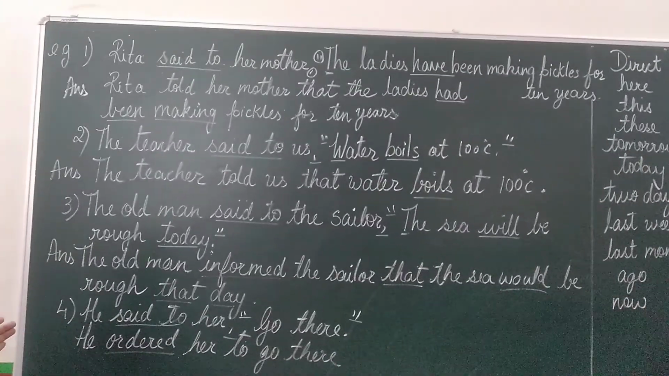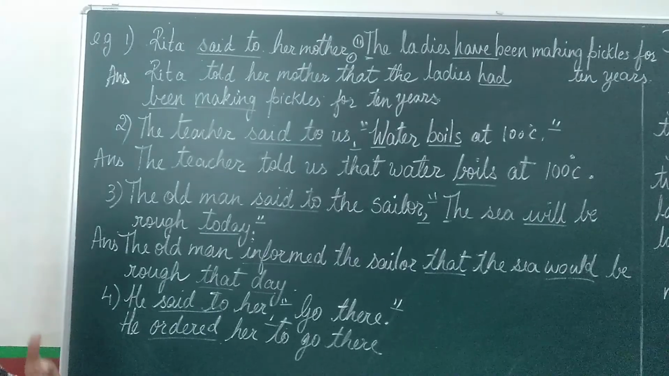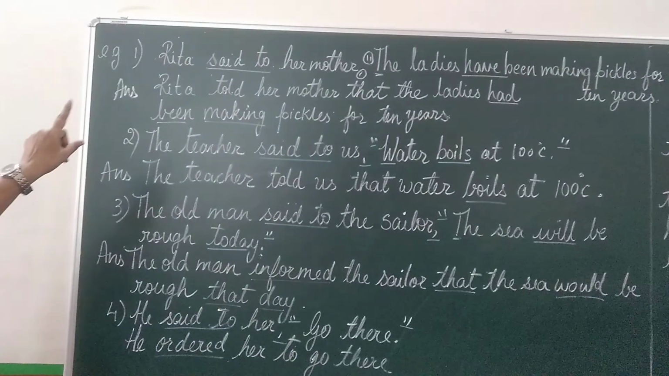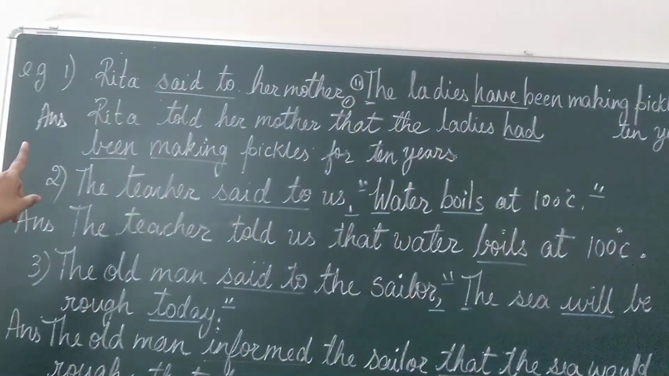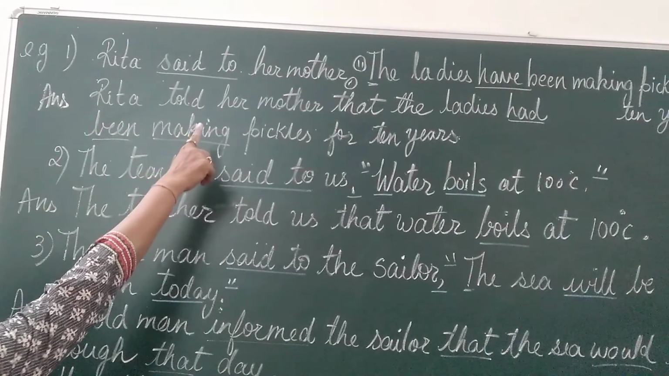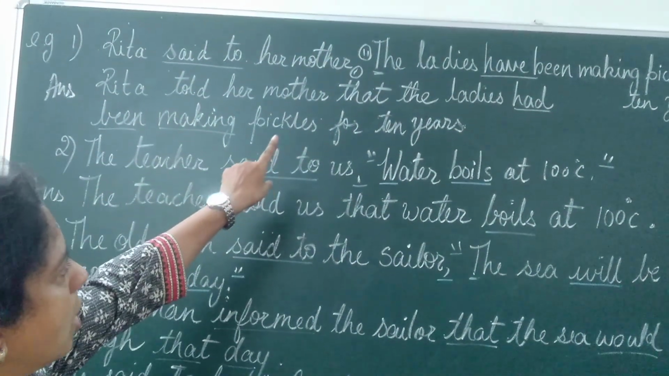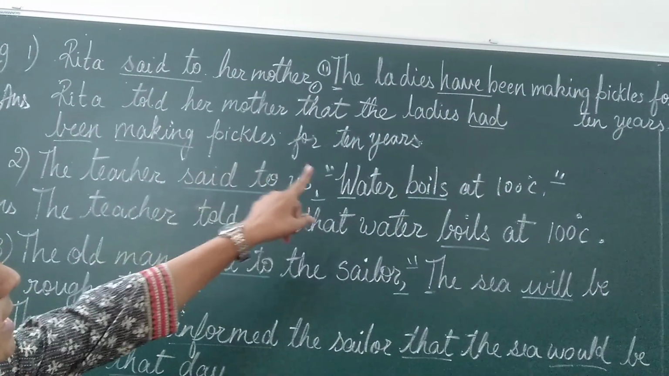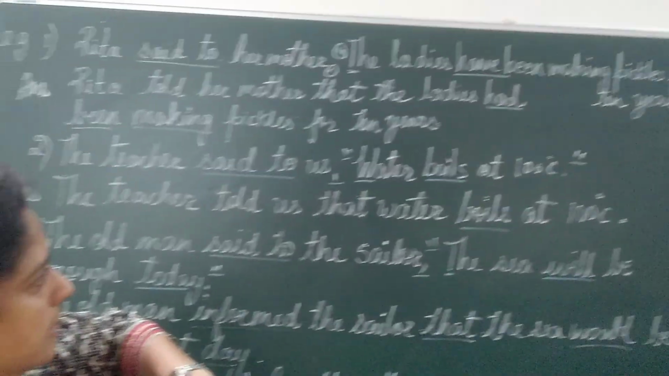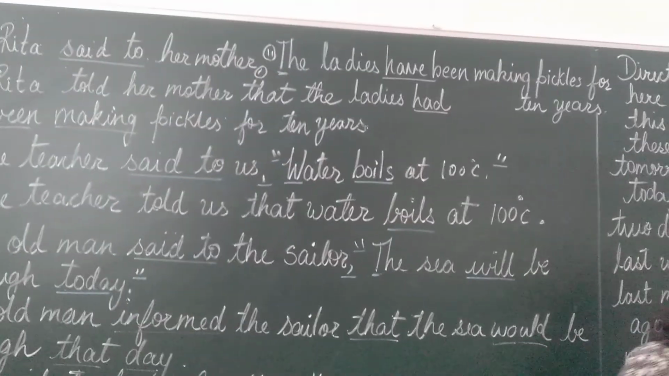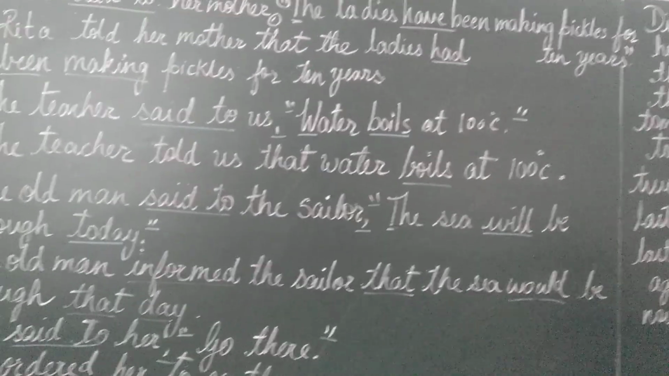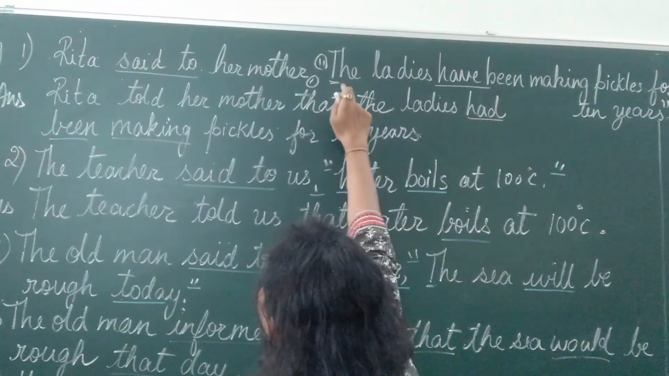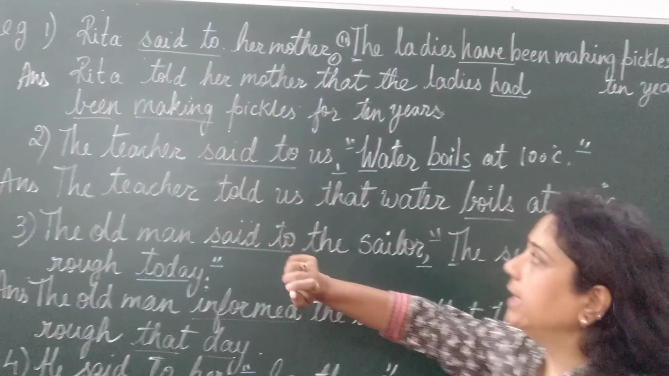These are the examples which will help you to see how the changes are made. The first one: Rita said to her mother, comma, open inverted commas, capital letter T, "The ladies have been making pickle for 10 years." I have forgotten one thing, you close the inverted commas. So all the things that are underlined here will be changed in the indirect speech.